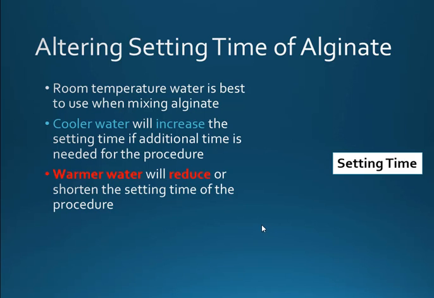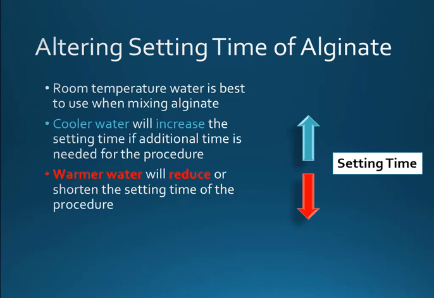Now you can alter the setting times of alginate. So if you're working with a material that you know may be a fast set and you need just a little bit more time, you can use cooler water to increase the setting time if additional setting time is needed. Or you can use warmer water and that will reduce the time of the procedure.